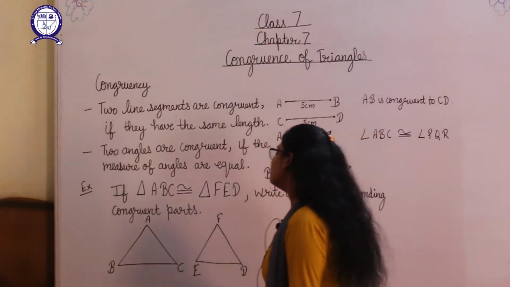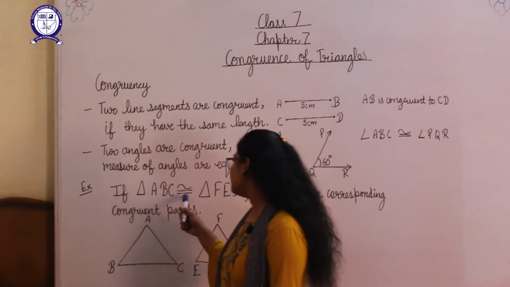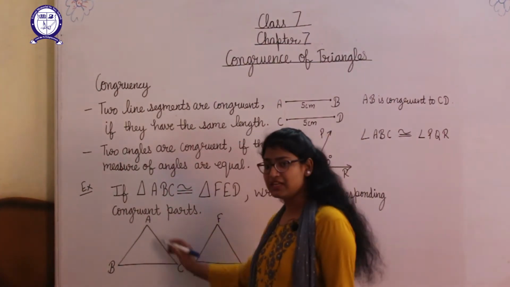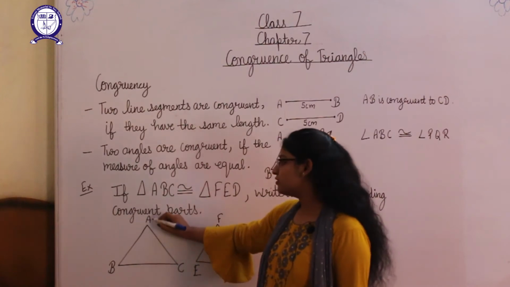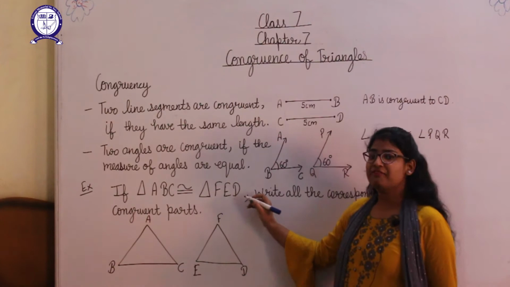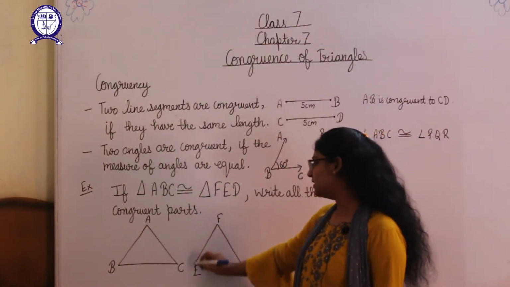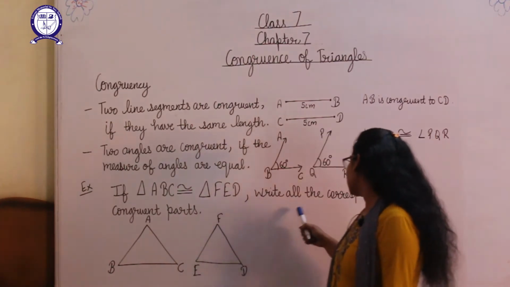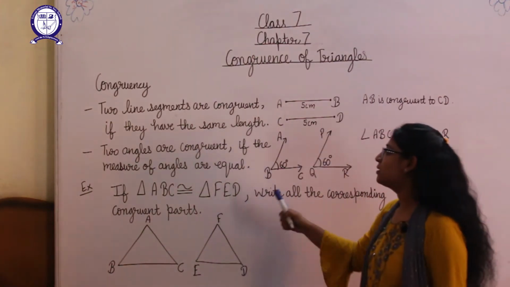Now one example: if triangle ABC is congruent to triangle FED. Here this is ABC, I have written ABC starting from the top, then here, and then here. Like this I will write FED: F is at the top, then E, and then D here. These two are congruent triangles; write all the corresponding congruent parts.